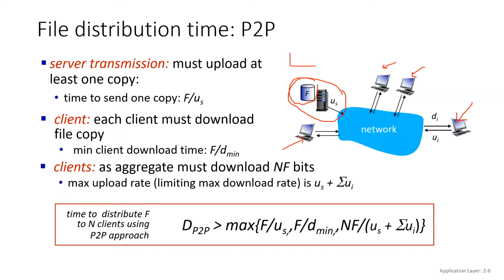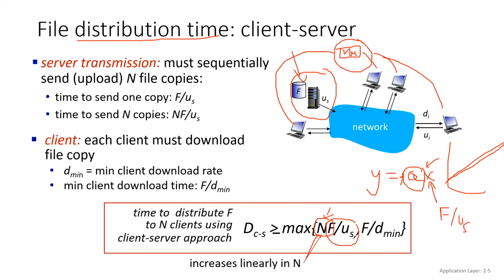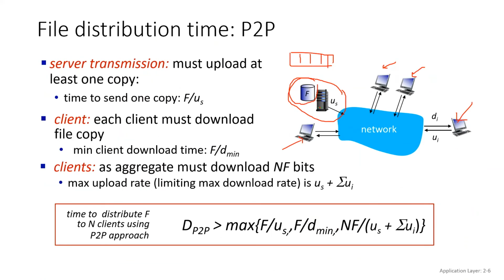But then let's assume that, we know that a file is divided into pieces of bits, right? They all have bits. And like in the client-server application, it will send that file as a block to all the different users. So the server transmission must upload at least one copy.